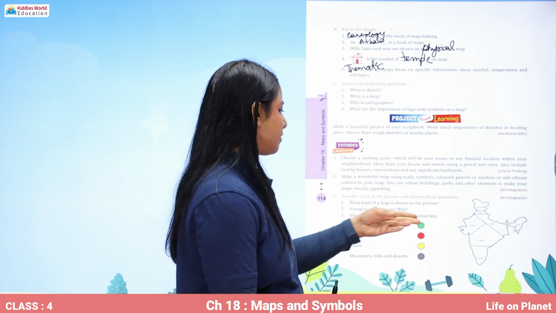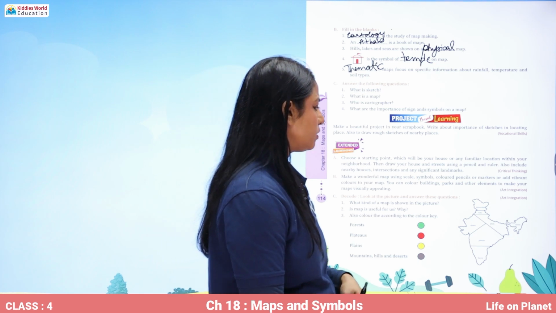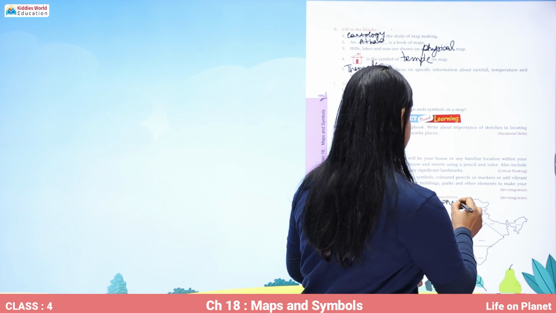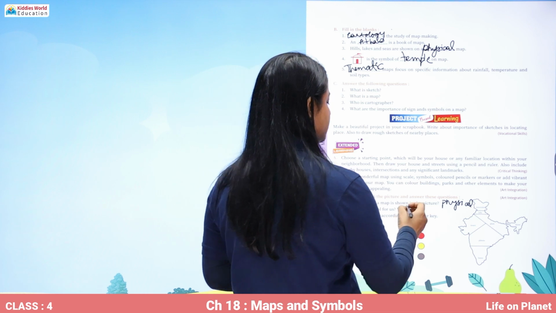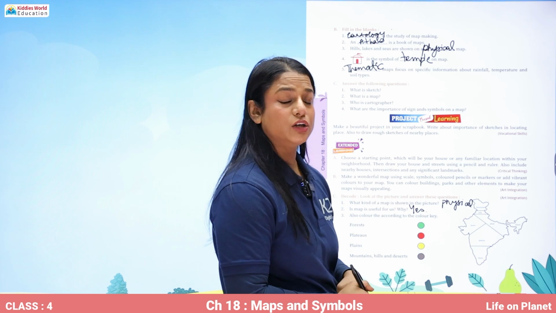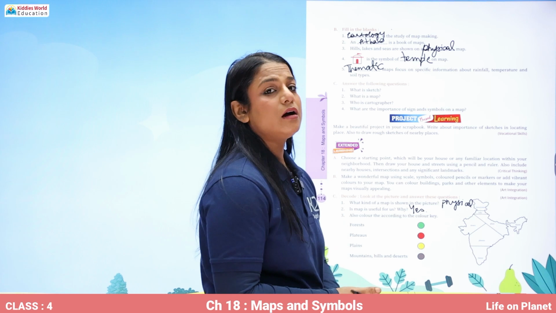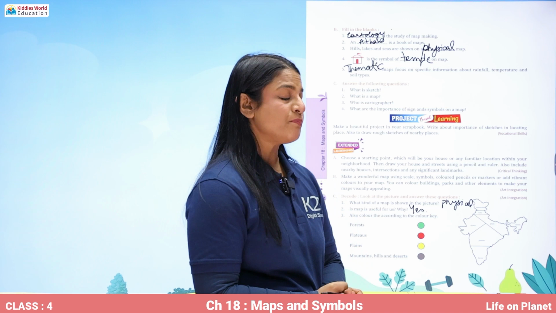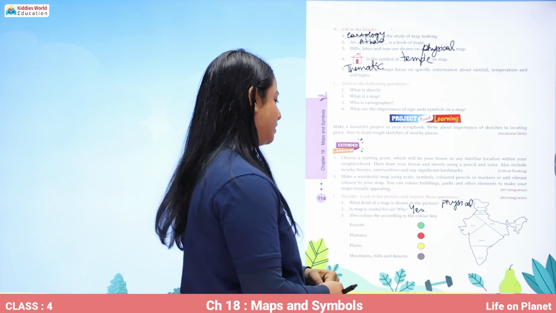Now let's decode, look at the picture and answer the following questions. What kind of map is shown here? It is a physical map, because it is showing mountains, hills and all these things. Is this map useful to us? Yes, very useful to us, because like this we know how much area is being covered by the forest, by the rivers, by the hills, by the plains, by the plateaus, and yeah, it tells us all these things.